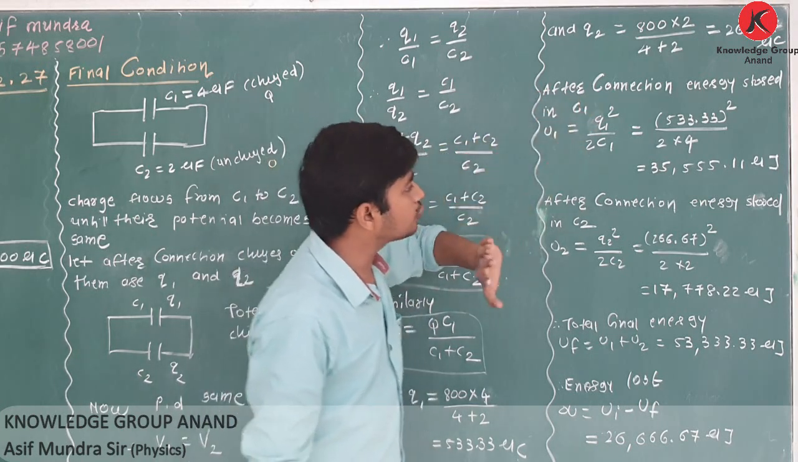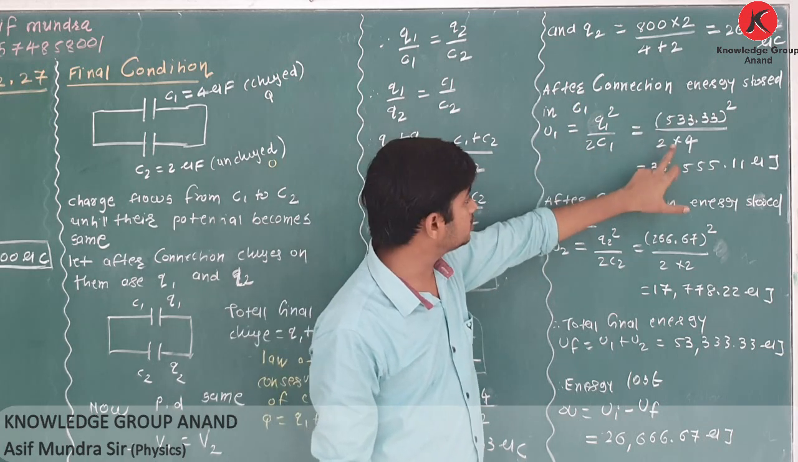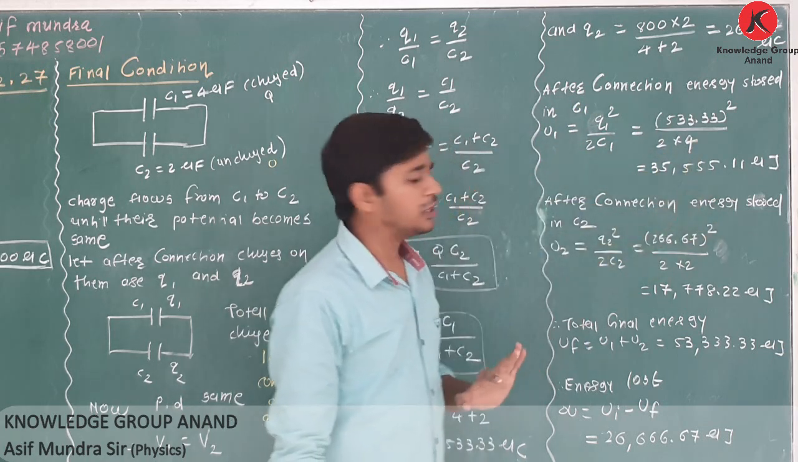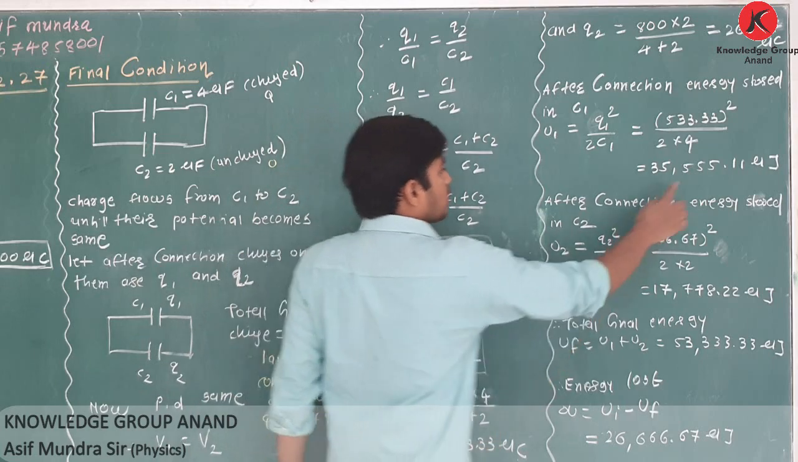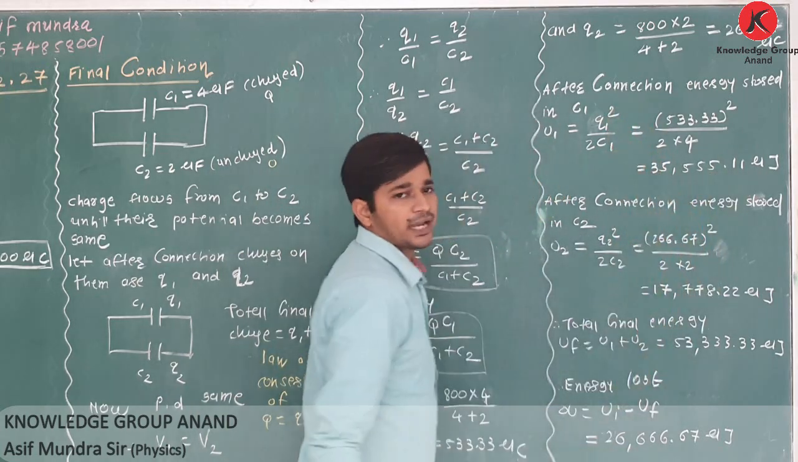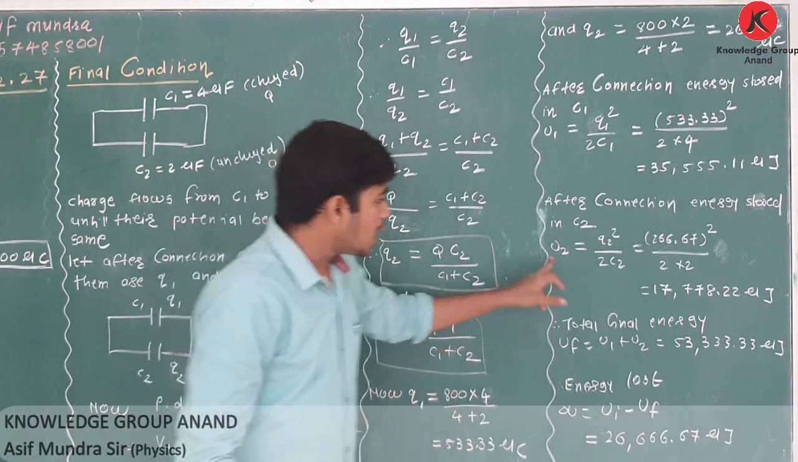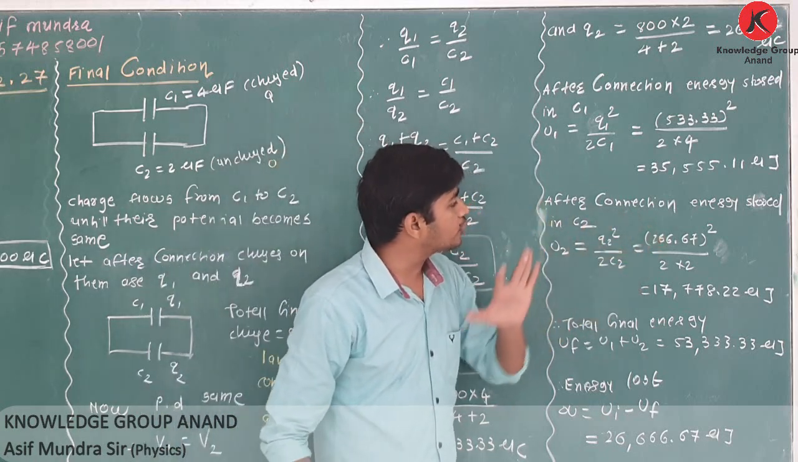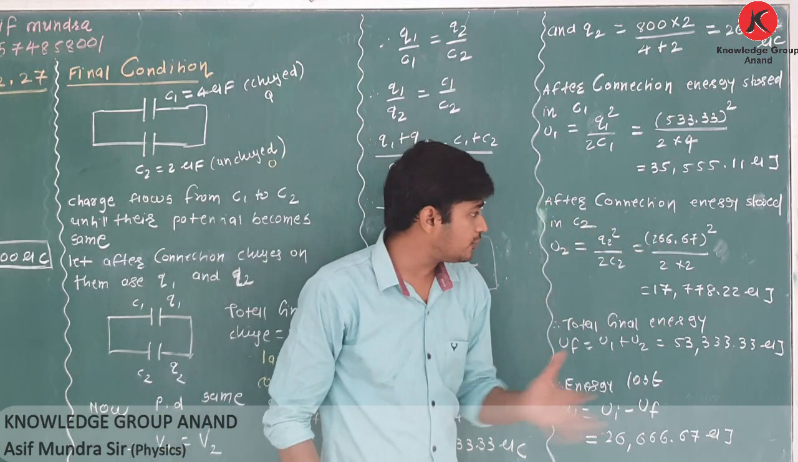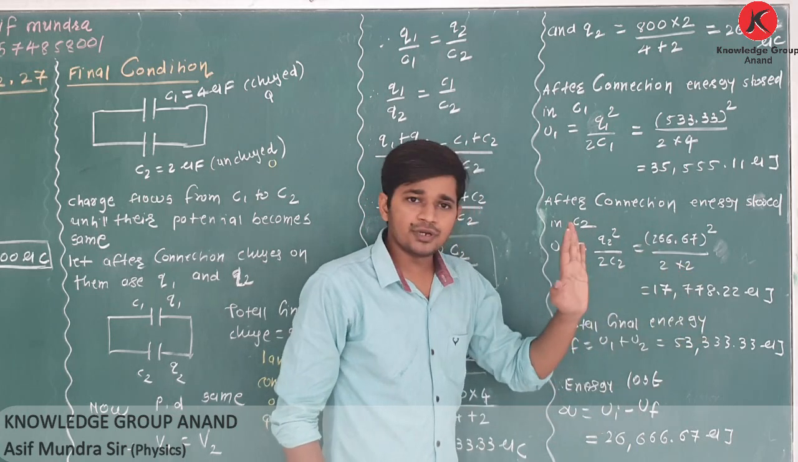Q1 square upon 2C1. Put the value of Q1 and 2C1. Your answer is in microjoule: 35555.11 microjoule. After connection, energy stored in the second capacitor is Q2 square upon 2C2. It is the equation that we have derived. Fine, you will get your answer.